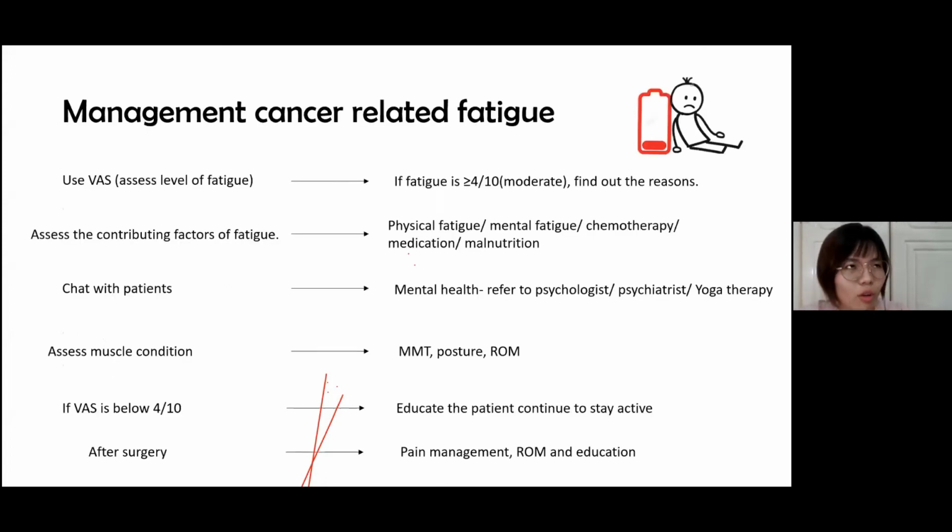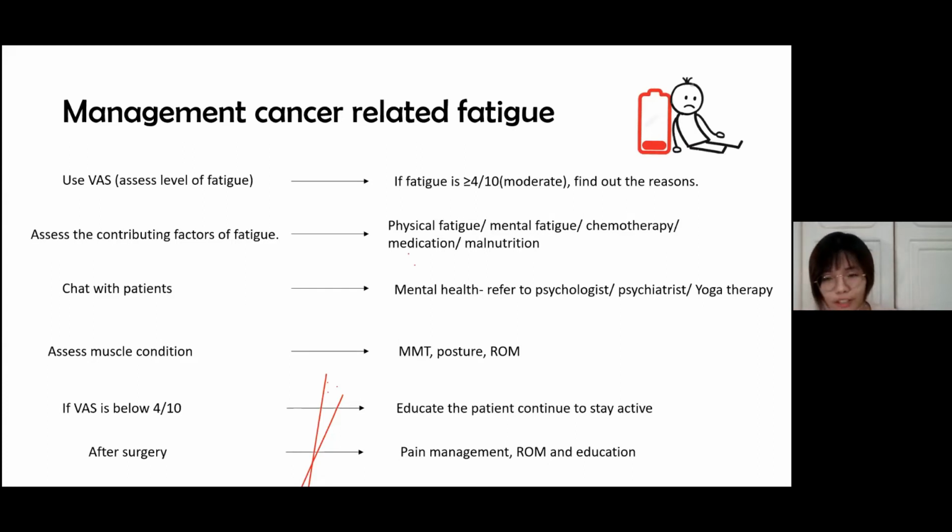So, when we are going to manage cancer-related fatigue, as we know, cancer-related fatigue is persistent and is not relieved by resting, so we need to handle it very carefully. Firstly, we need to assess the level of fatigue, just like the pain VAS, visual analog scale. We can assess 0 to 10, or 1 to 10. So 1 is the very minimum fatigue, and 10 is very, very fatigued, that they cannot even open their eyes or have enough energy. So if the fatigue is more than 4, it means moderate.